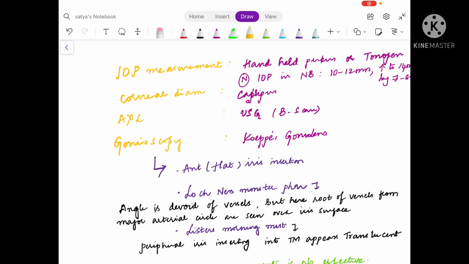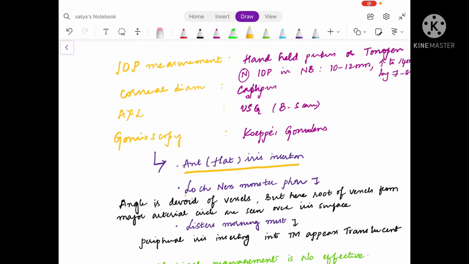We will see an anteriorly or flatly inserted iris, and there are few phenomena which are confined to this congenital glaucoma, that is Loch Ness monster phenomenon and Lister's morning mist. Angle is actually devoid of vessels, right? But here roots of vessels from the major arterial circle are seen over the iris surface. That is known as Loch Ness monster phenomenon, and Lister's morning mist is nothing but the peripheral iris inserting into the trabecular meshwork will appear translucent.